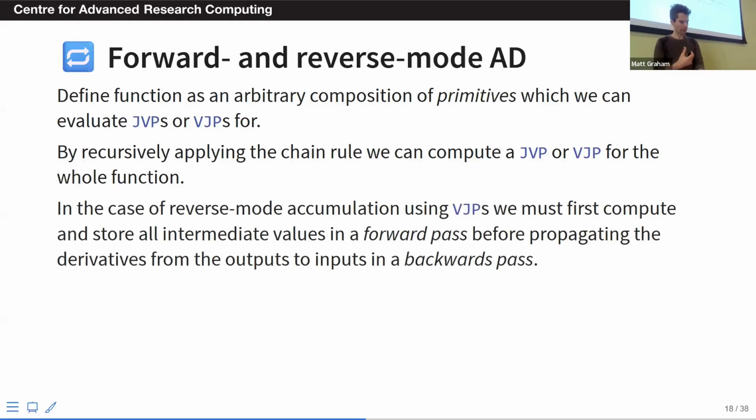But with this important caveat for reverse mode accumulation autodiff, when using vector Jacobian products, we have to have this two-pass approach where we first compute and store all of the intermediate variables in a forward pass, and then propagate derivatives from the outputs back to the inputs in a backwards pass.